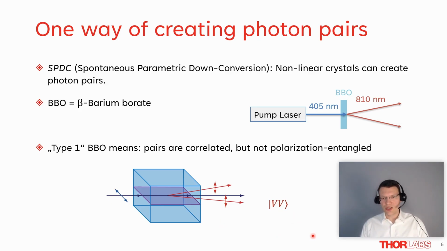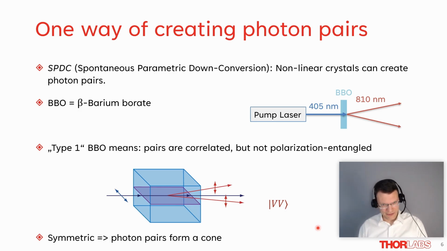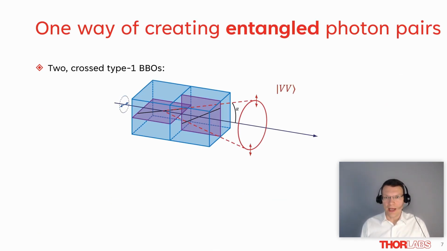Now, this doesn't just happen in one direction. This is a symmetric problem. So in fact, I'm not only getting two, but I'm getting a cone of photon pairs. Next up, we're looking at how to create entangled photon pairs. And one way to do it is to take two of those type 1 BBOs, you rotate one by 90 degrees and you put them together.